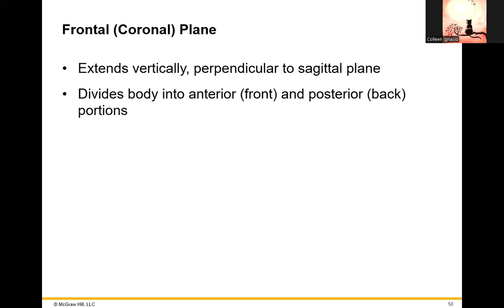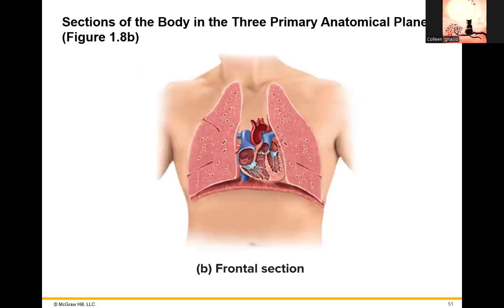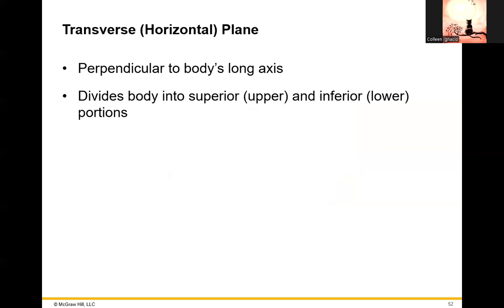Okay, now let's look at the coronal plane or frontal plane. This extends vertically, perpendicular to the sagittal. It divides the body into anterior and posterior portions. So here is a frontal section, and we're actually viewing the anterior of this patient. This really is to take a look at the lungs and the heart. And underneath the lungs and the heart, you see a muscular organ that is the diaphragm. Okay, so this is a frontal section, and we're looking at the anterior aspect.